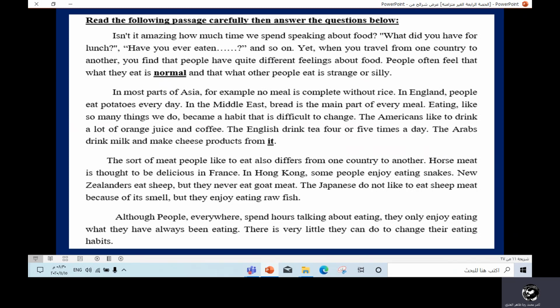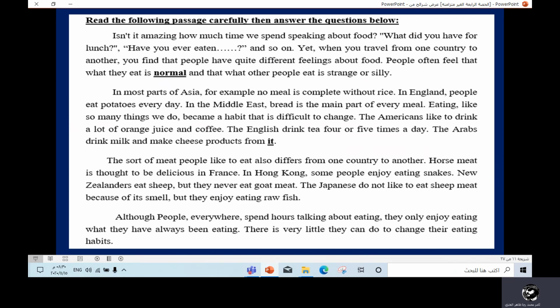The Americans like to drink a lot of orange juice and coffee. The English drink tea 4 or 5 times a day. The Arabs drink milk and make cheese products from it. And we have an underlined pronoun here. And maybe he will ask you, what does this underlined pronoun refer to? Let's move to number 3.